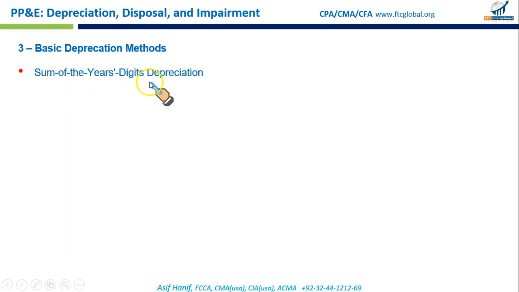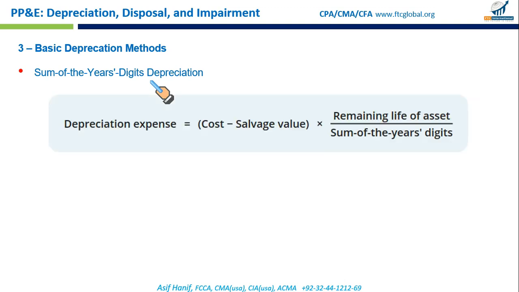Next we have sum of the year's digits depreciation. I'm sure you would have done it in your earlier accounting studies. This method accelerates depreciation, which means more depreciation in the early years and less later. Let us discuss how it is done. First, we calculate the sum of the year's digits. Let's say the asset is expected to last 5 years, so we add the digits of the life: 1, 2, 3, 4, and 5. If we add all these, we get 15. So the sum of the year's digits is 15.